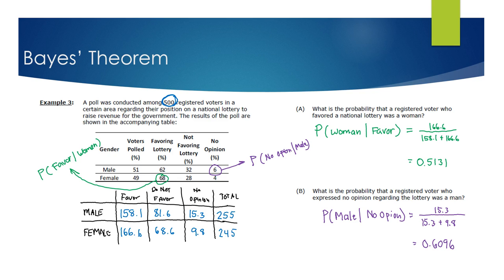So I'd only be looking at the data from the no opinion column in my table. There are 15.3 males in that group out of 15.3 plus 9.8, the total in that group of no opinion people. And so I would have 0.6096 as that probability, as compared to the 6% that I had if I stated the probability of someone having no opinion given that they were a male.